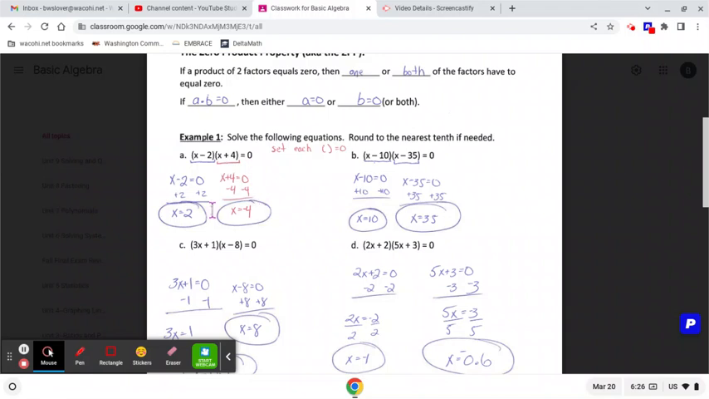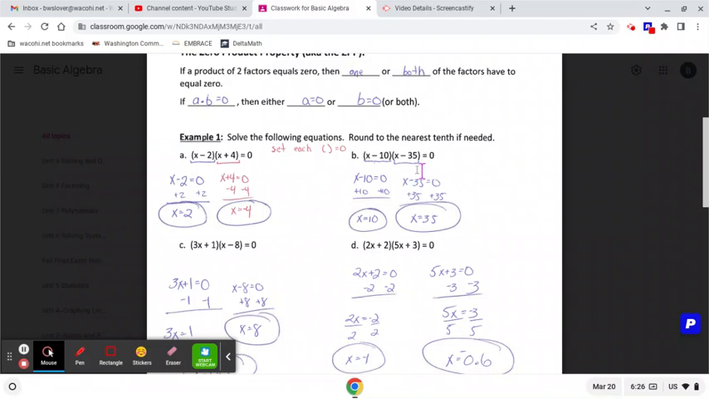So notice I have two answers, and that's what's going to happen. You'll find out tomorrow that we are factoring a quadratic equation. So we are factoring something that has a power of 2. So we're going to have two answers. Now they could be the same answer, or they could be different. But regardless, there'll be two answers.